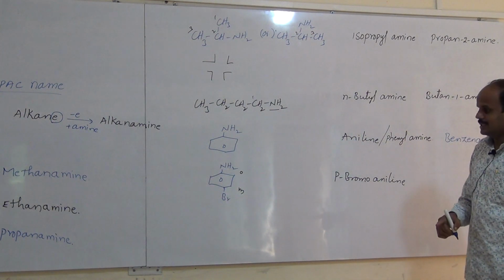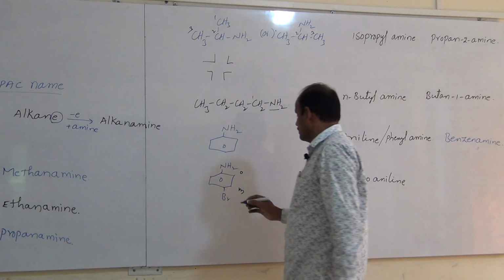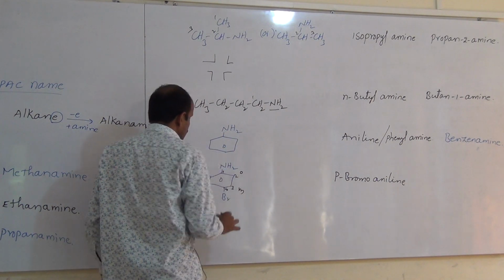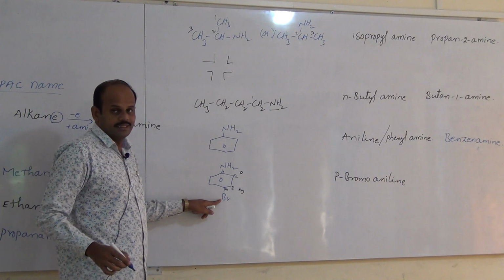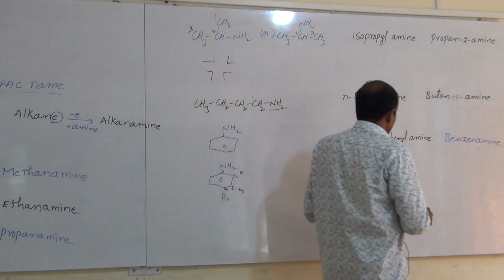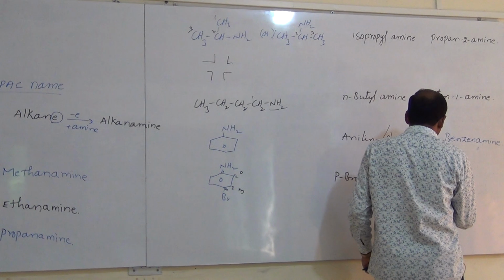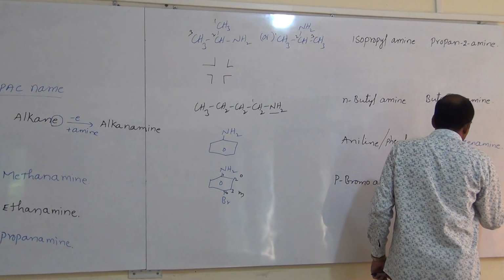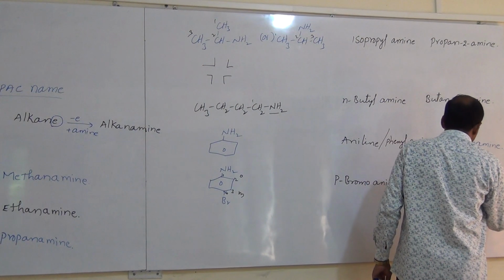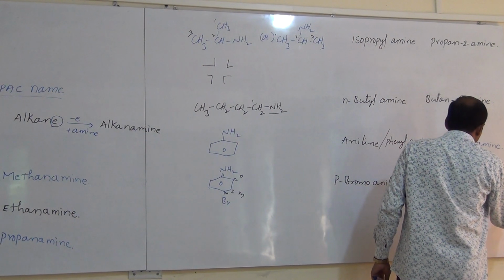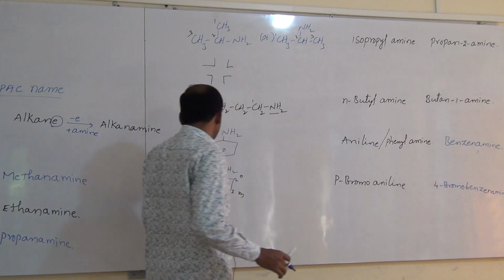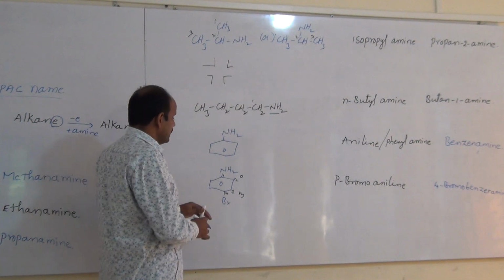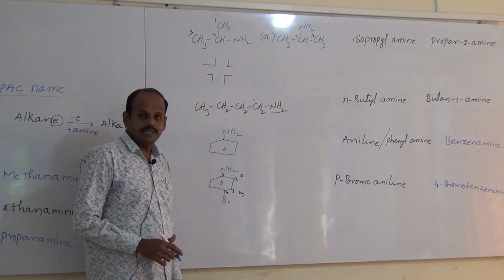In IUPAC system we should use numbering. So first position, this is the second, third, fourth. Thus at fourth position Br is there. Thus here IUPAC name is 4-bromobenzenamine. Okay, like that you have to write the IUPAC names for primary amines.